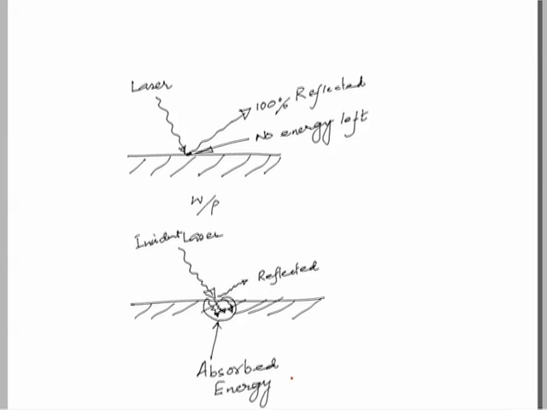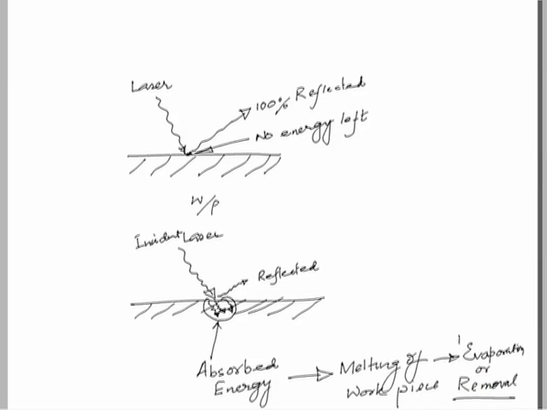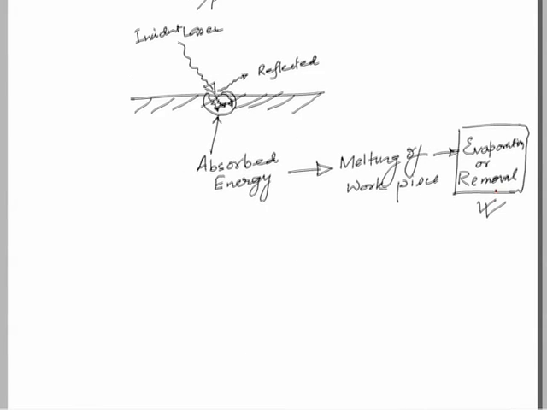So this will be responsible for the melting of the workpiece, and finally we will get evaporation, or this is also called removal. So our ultimate goal will be to evaporate the material, or removal of the material. Hence this absorption of the energy by the workpiece material is very, very important rather than getting reflected. So reflection should be as little as possible in case of any workpiece that is to be worked with laser energy.